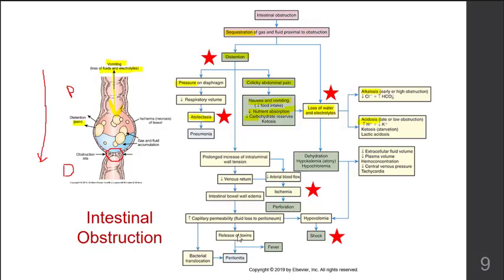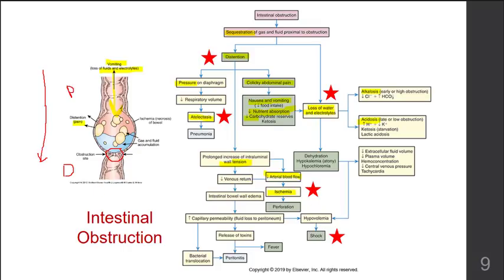And now moving to the lower part of the flow chart, if there's prolonged wall tension, so we can see that tension here on the wall, it can lead to a reduction in arterial blood flow to that tissue, which we know can lead to ischemia. And you can end up with necrosis of the tissue. It can end up stretching out so much that it perforates. It's so weak that it breaks open.